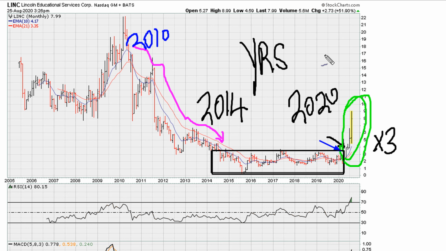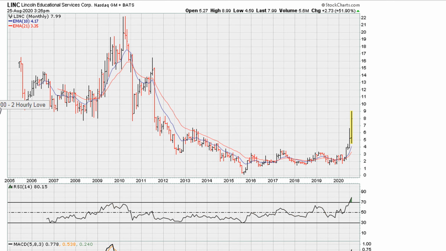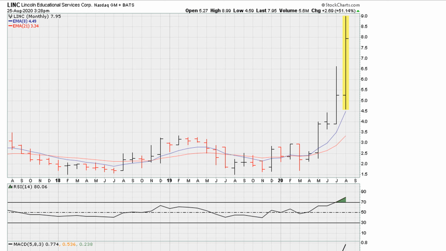2010, 2020. The only time this instrument was showing some superior life, and I'm not talking about opinion, I'm talking about fact. The fact is, the most recent move is the most desirable. Now, if you missed the initial breakout, as I just stated, it's not the end of the world.